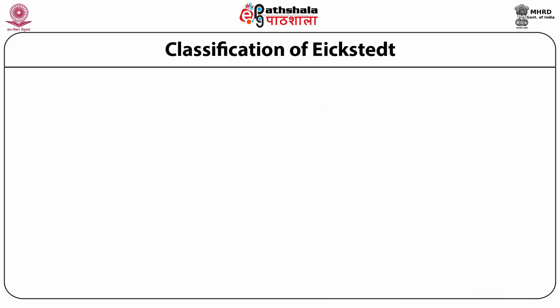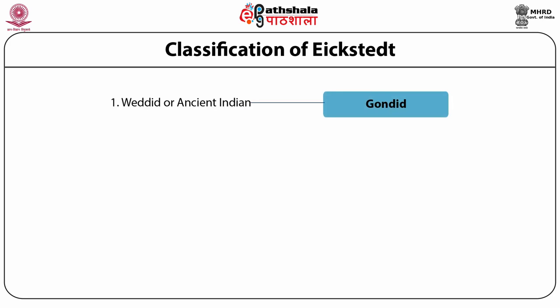Classification of Eickstedt. Eickstedt classified the population of India into four main divisions. First, the Veddids, or ancient Indians. They are the primitive people and they live in jungles. They are again divided into, first, Gondid: skin color dark brown, hair curly, matriarchal influence is seen among them. They use the mattock, and totemistic belief among them is noteworthy. Examples: Bhil, Oraons, Gonds. Next one is Malid: skin color dark brown, hair curly, people with ancient culture, though a foreign influence is observed. Examples: Kurumbar, Veda.